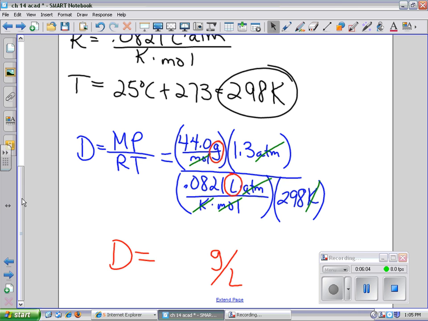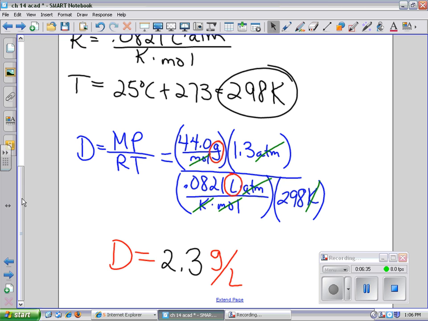Now let's do the math. 44.0 times 1.3 divided by, in parentheses, 0.0821 times 298, close parentheses, equals, and with two sig figs, we're going to be at 2.3 grams per liter. That's a really low density. 2.3 grams per liter is the density of carbon dioxide.